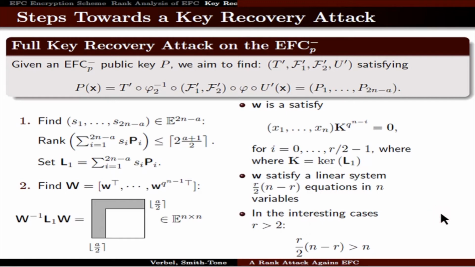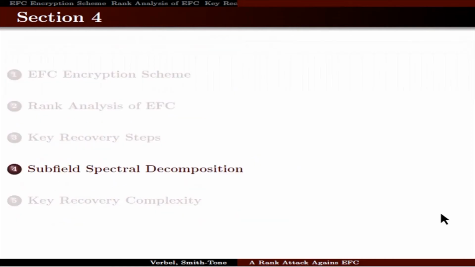which is by the way the most interesting case. So we don't have a problem, but we were also interested in finding a solution when r is equal to 2. And here is where we introduce this method called subfield spectral decomposition.